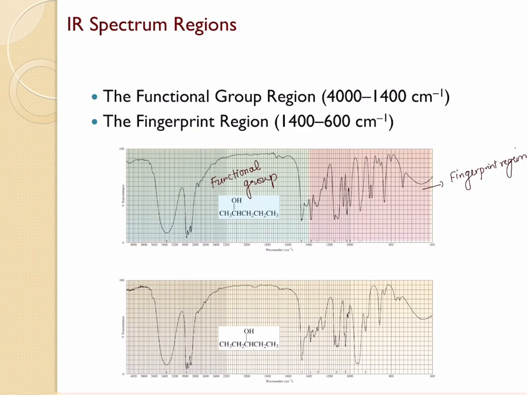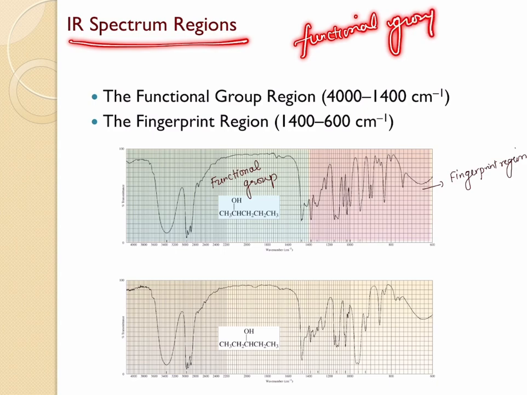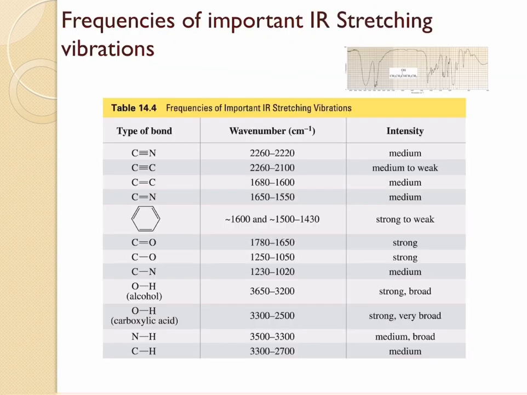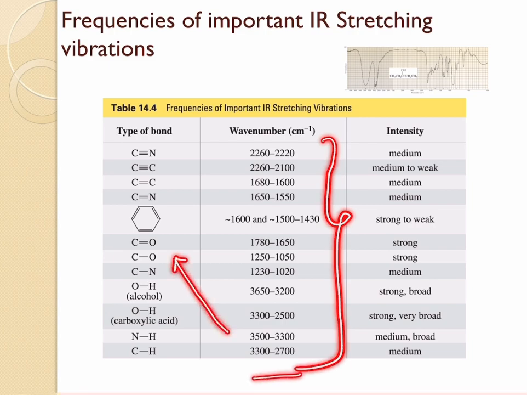And remember, the IR cannot identify the molecule completely. All we can get from the IR is the functional group. Here is a table containing the frequencies of some important IR stretching vibrations, and it's very important that you know the approximate values for these frequencies corresponding to the different types of bonds.